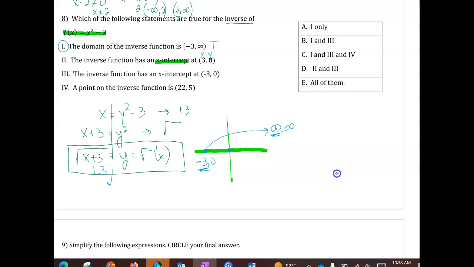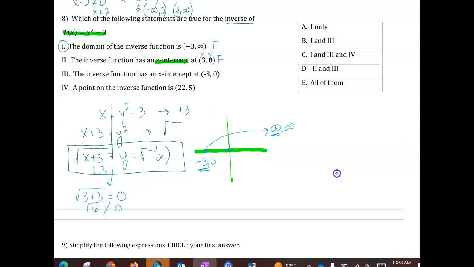So using this equation, I could put 3 in here for x plus the 3, and in for y, I would put the 0. And square root of 6 equaling 0 does not happen. So that's why that one's false.